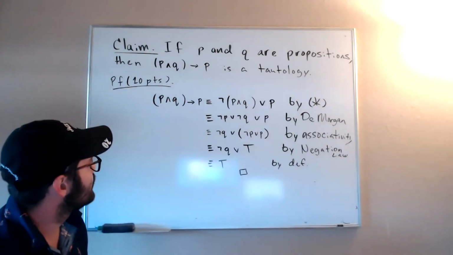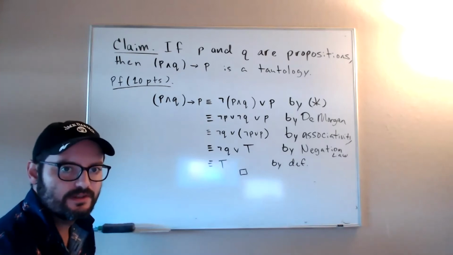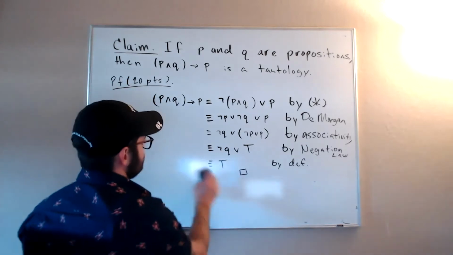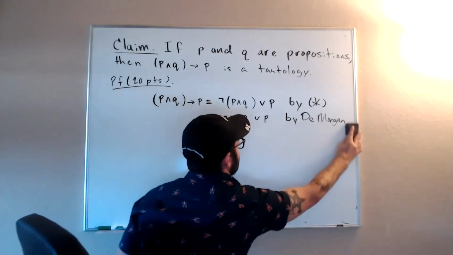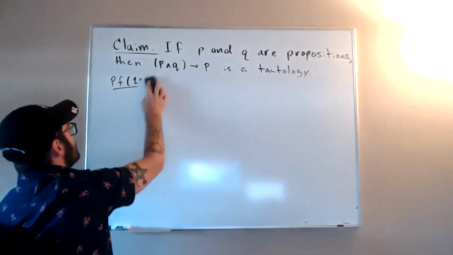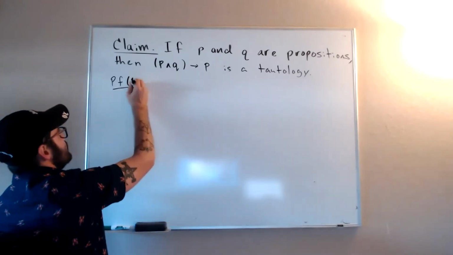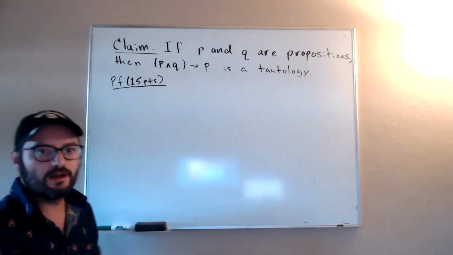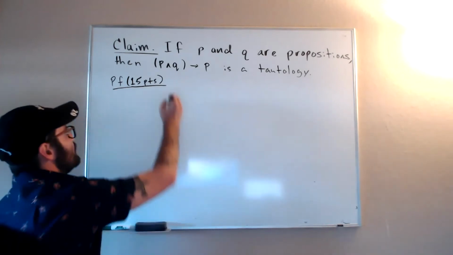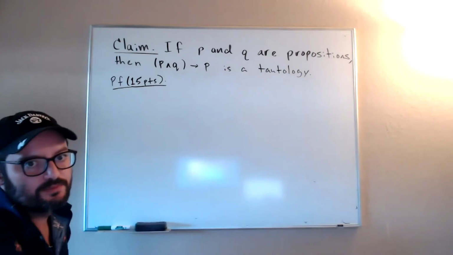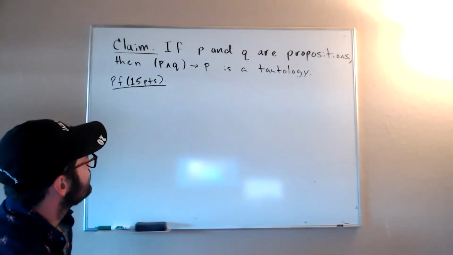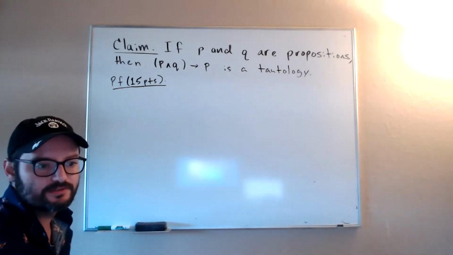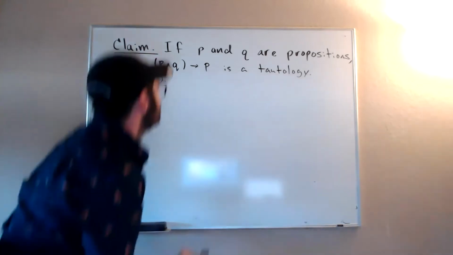Okay, so stringing together logical equivalencies like this will give you full credit, but if you want bonus points, there is another way to prove this. So if you want 15 points, you can prove this a different way. So this is a conditional statement here, right? So we only need to consider the case when the hypothesis is true, since otherwise it's true vacuously if the hypothesis is false.